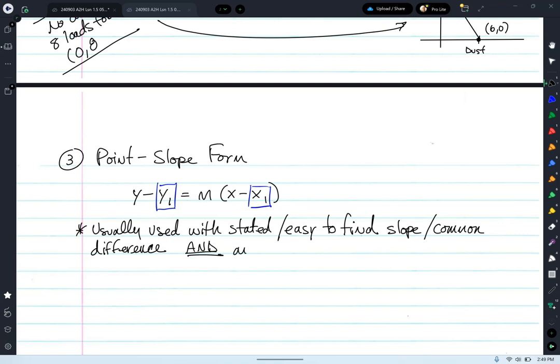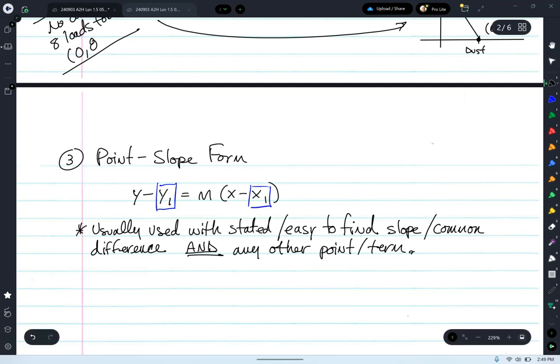And any other point. So previously, we're going to say any other point slash term. That would include the term number and sequence value. We'll do some underlining again just to make sure we keep things consistent. Our slope and common difference are the same, and any other point and term are the same.